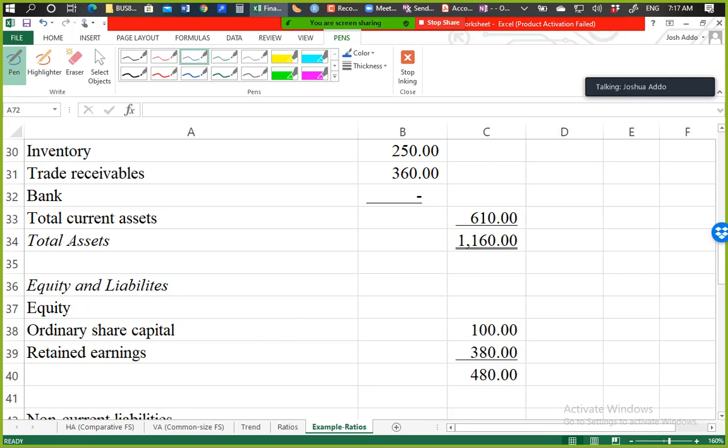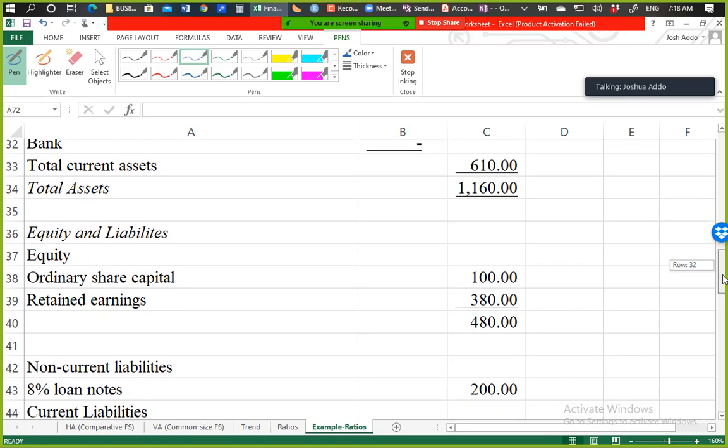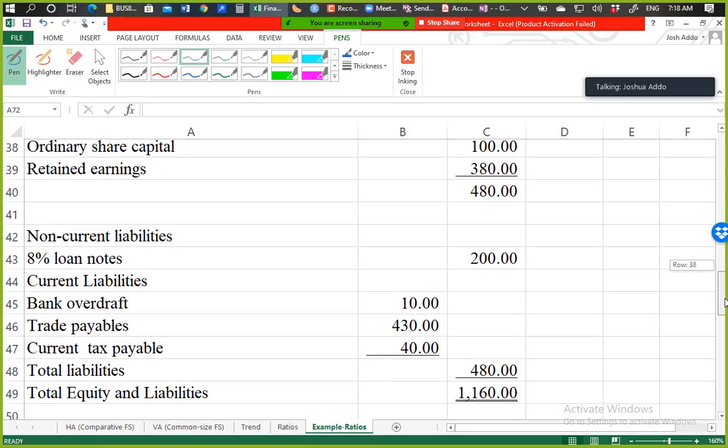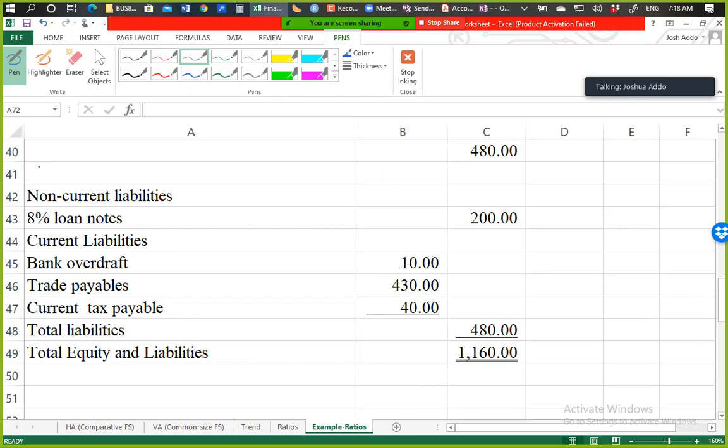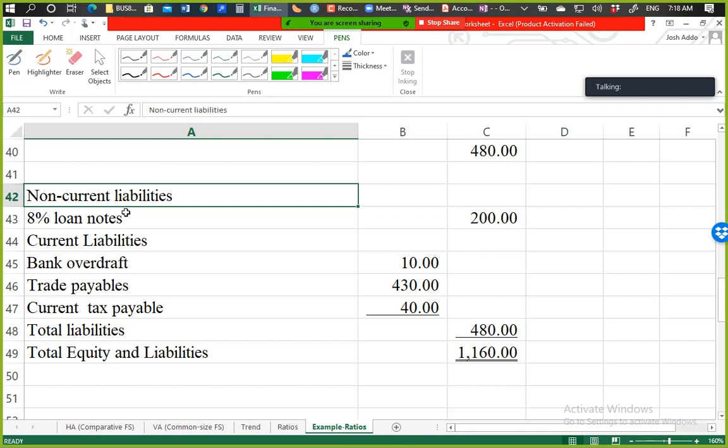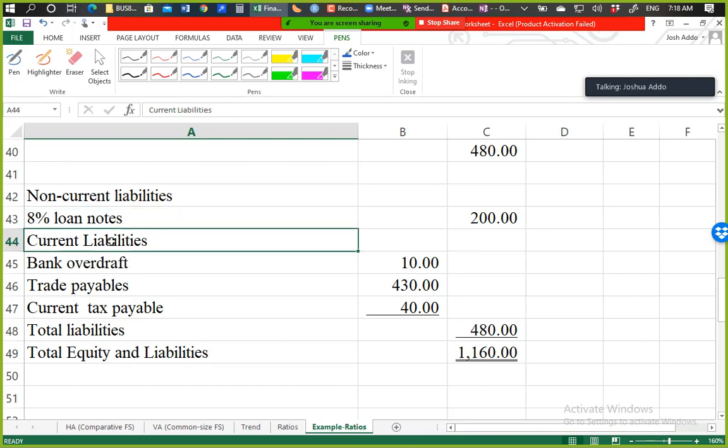At least we know we have the total assets here. And then we only need the current liabilities to subtract from the total assets, and then we are done. So let's see. We have current liabilities here. The current liabilities are in the form of bank overdrafts, trade payables, and current tax payable, giving us the total current liability.